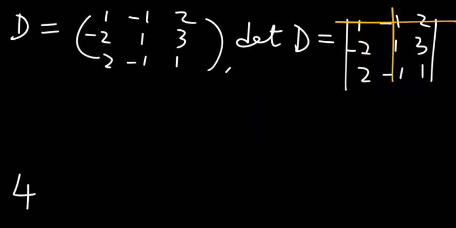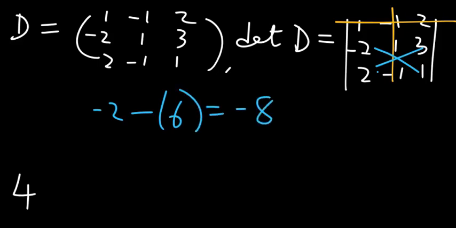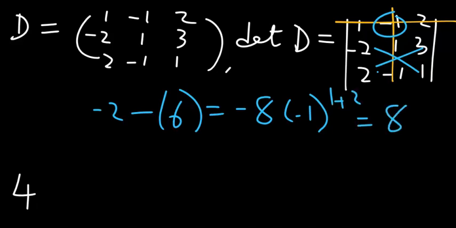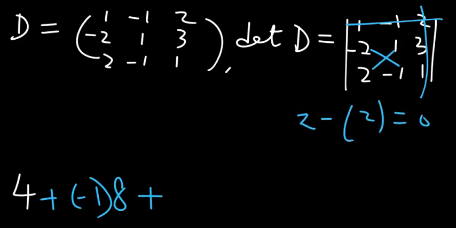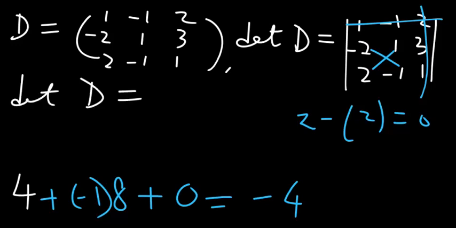Now, term number 2. So this times that is minus 2 minus that 6. So you get minus 8. The parity is minus 1, 1 plus 2, so that's an 8. So 8 times that element, which is minus 1, is the second term of the expansion. And finally, the last term, so this times that is 2, minus that is 2, that is 0, which means the third term is quite simply 0. So the determinant is minus 4. Determinant of matrix D is minus 4.